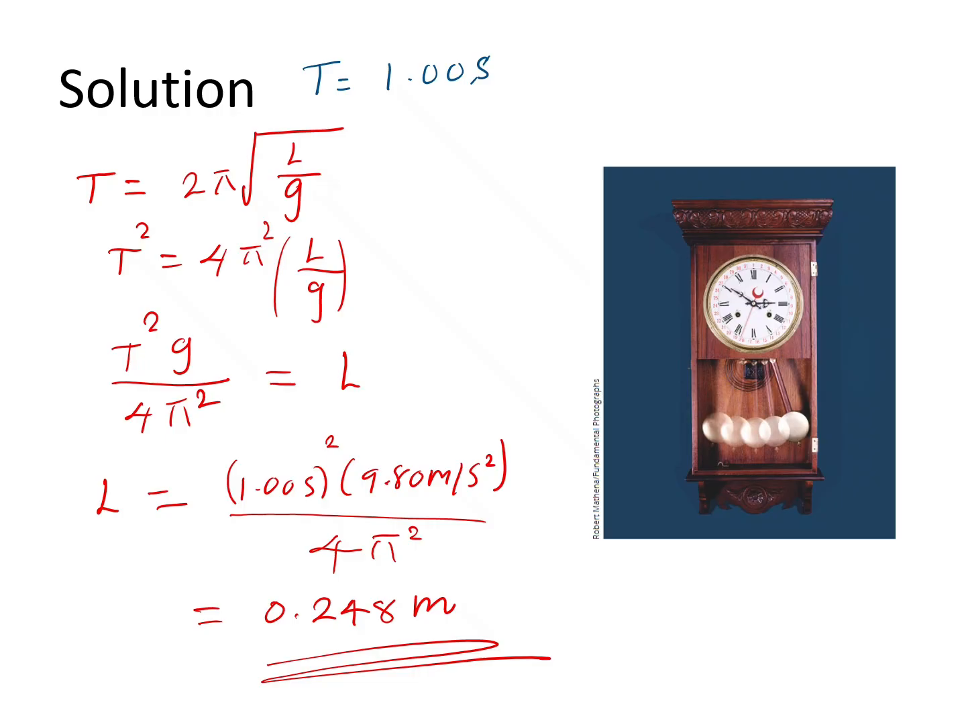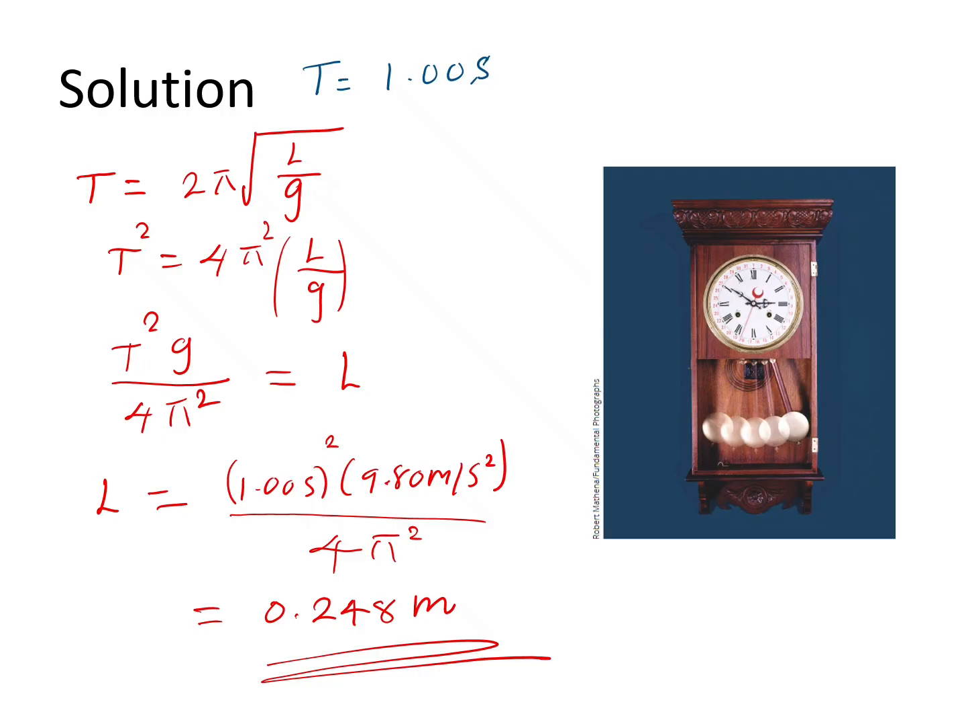So a simple pendulum with a period of 1 second must have a length of about 0.248 meters, or about 24.8 centimeters, measured from the pivot point to the center of mass of the bob. Notice that the mass of the bob never entered the calculation. This is not an accident. For small angle simple harmonic motion, the period depends on the length and gravity, not on the mass.